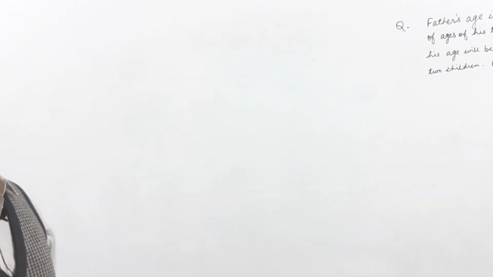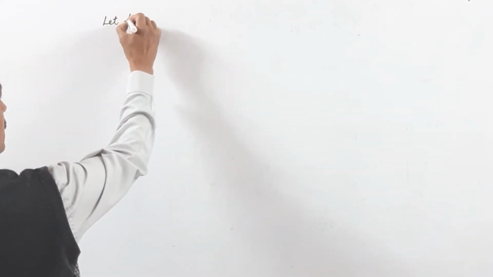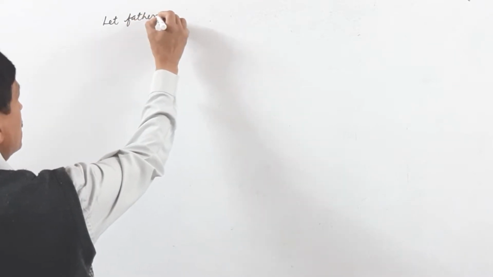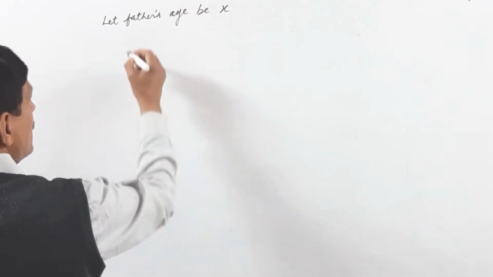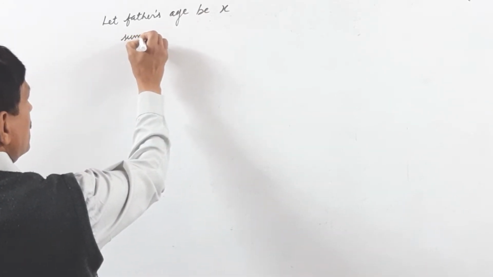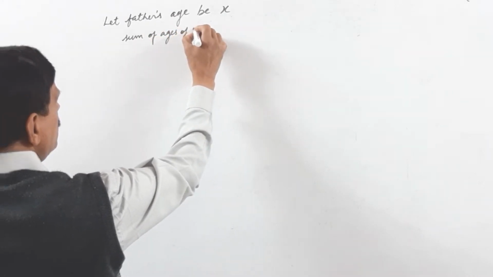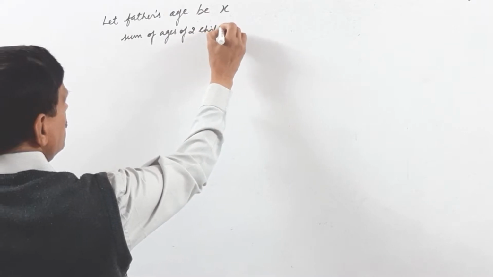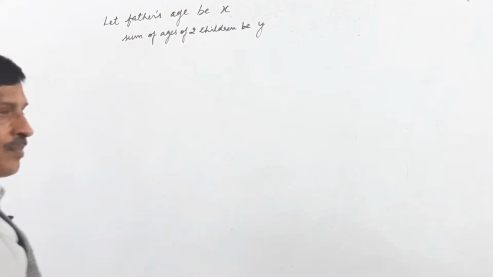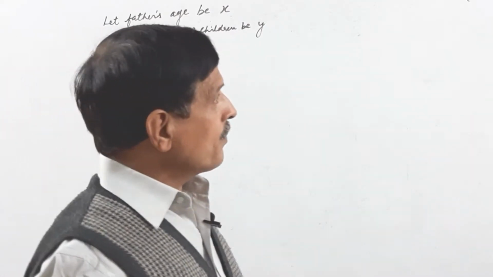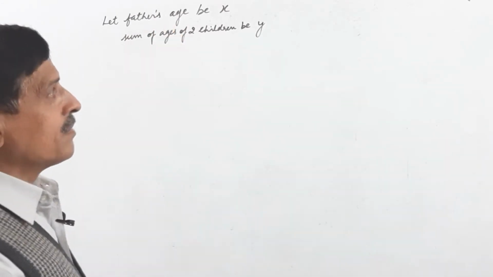We first assume, let father's age be x and sum of ages of 2 children be y. This is a present age and sum of the present ages.